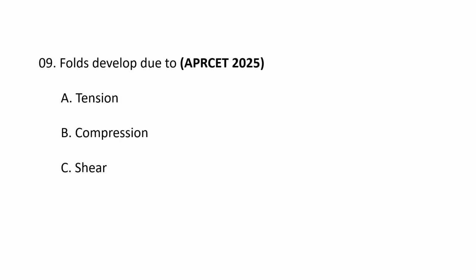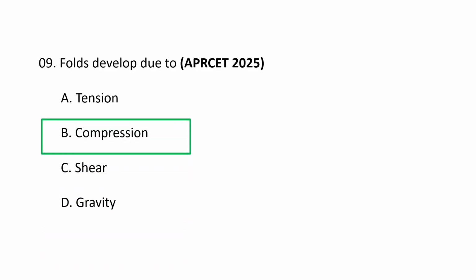Next question. Faults develop due to A. Tension, B. Compression, C. Shear, and D. Gravity. Faults develop due to compression. Faults in rock layers develop due to compressional forces that cause the rock to bend, warp, and crumple. These forces, often caused by tectonic plate collisions, compress the rock layers, leading them to deform plastically and fold over great distances. Faults develop due to compression. B is the correct option.